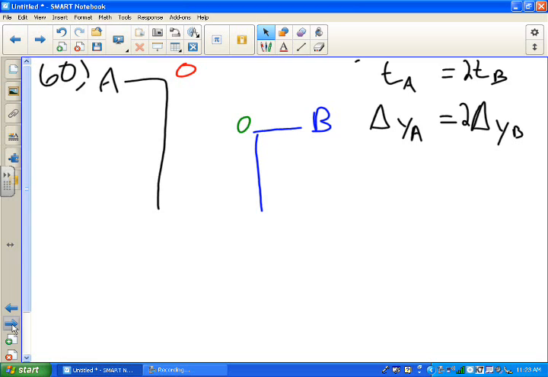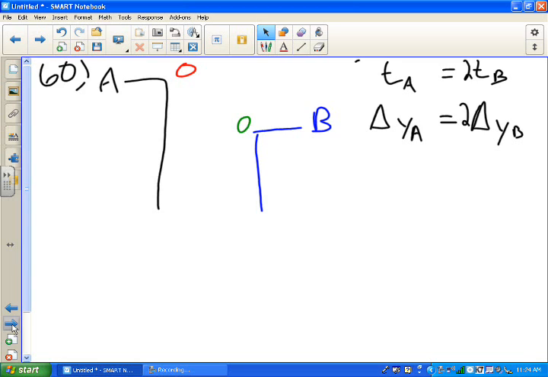Is cliff A twice the height of cliff B? Is it less than that, or 2 times the height? Is it 4 times the height? We're trying to figure out the proportionality, or the ratio, of the 2 cliffs. So again, if I drop a rock from A, it takes twice as long to fall than if I drop the same object from cliff B.